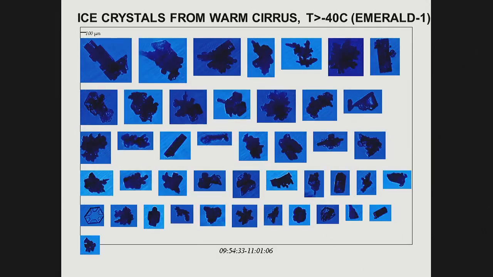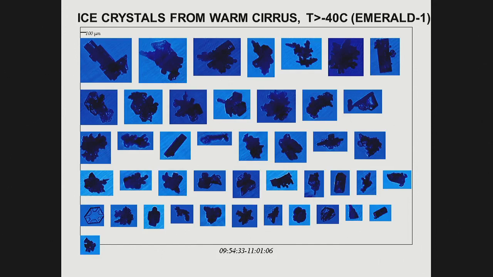Now, slightly warmer cirrus. Cirrus clouds that form at temperatures greater than minus 40 degrees Celsius. So you can see there's an absence of the bullet rosette. No bullet rosettes now. Obviously, bullet rosettes form at temperatures below minus 42. You can see plates. Plates have these interesting structures on them. So these are hexagons, just imaged at a slightly different angle.